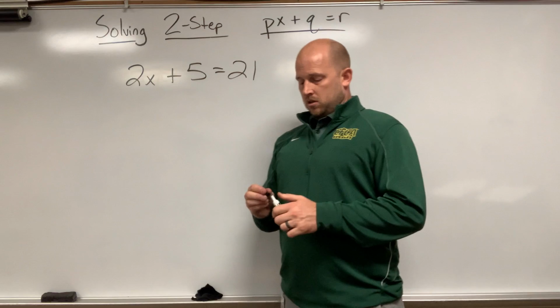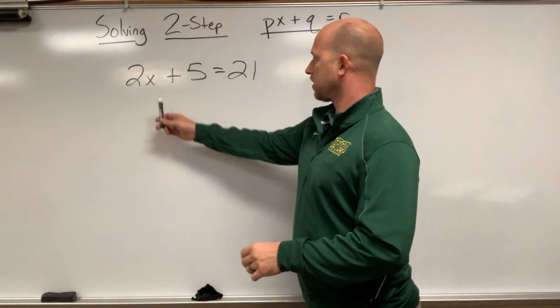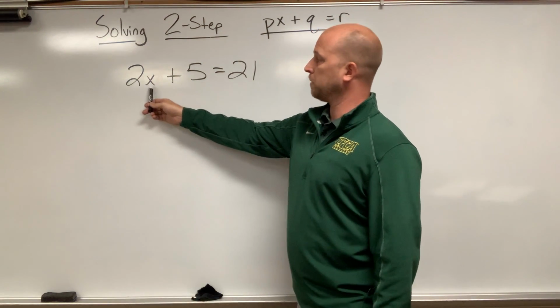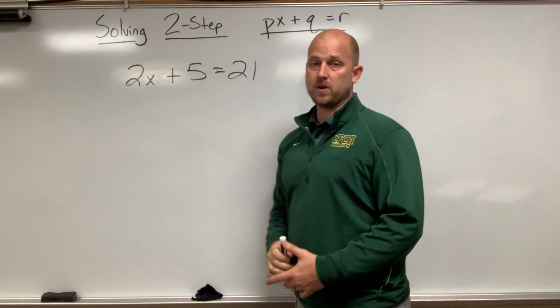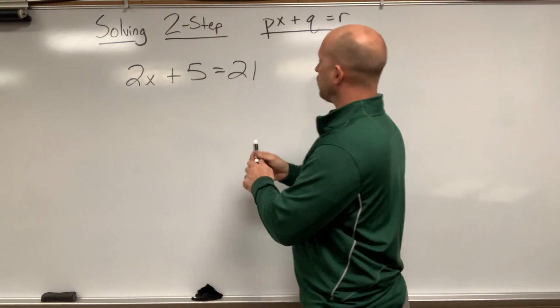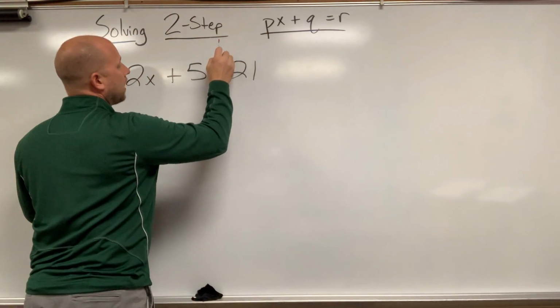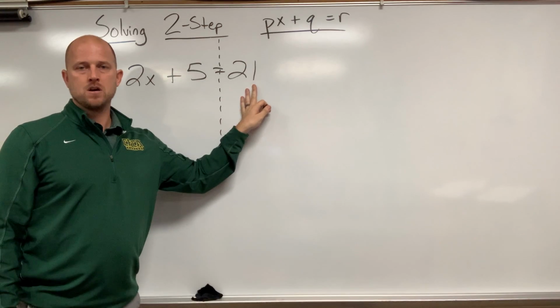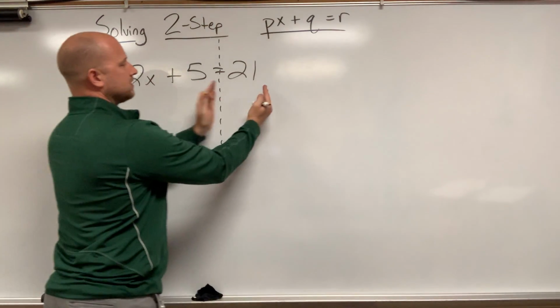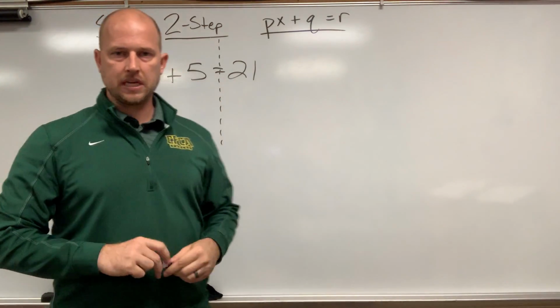Now, let's walk through what we're talking about here. We have a 2 multiplied by x. So 2 times x plus 5, so we're adding 5. And then on the other side of the wall, I mentioned this I think one time, there's a wall right here and there's a 21. So this is one side, this is the other. Now remember, what we do to one side, we must do to the other.